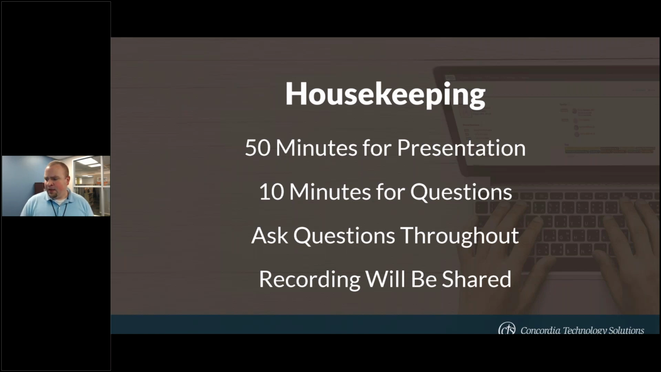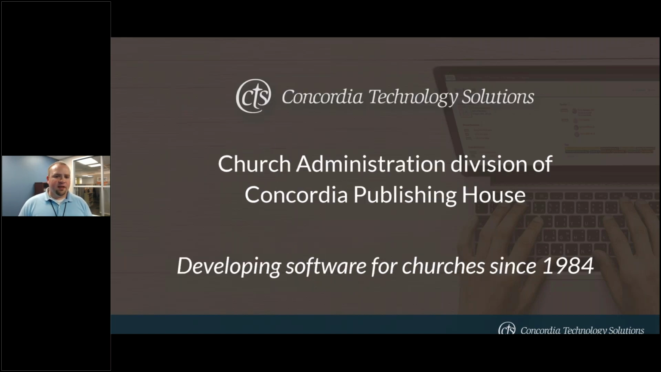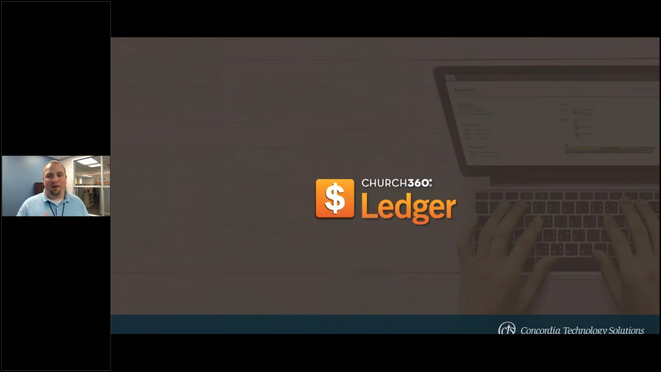A little bit about ourselves, Concordia Technology Solutions. We are the church administration division of Concordia Publishing House. And we've been producing church software since 1984, which is kind of mind-boggling to me because I know a little bit about the technology back then, although I was very young. It's very different today and much more powerful. And so Church360 Ledger is one of those latest iterations of best practices in church software.